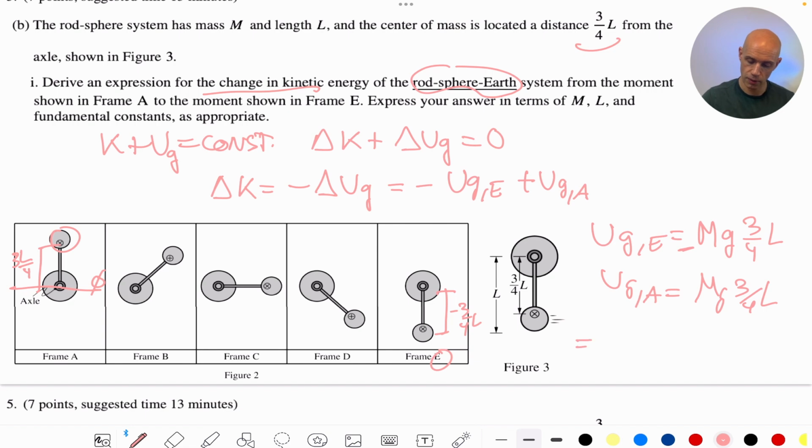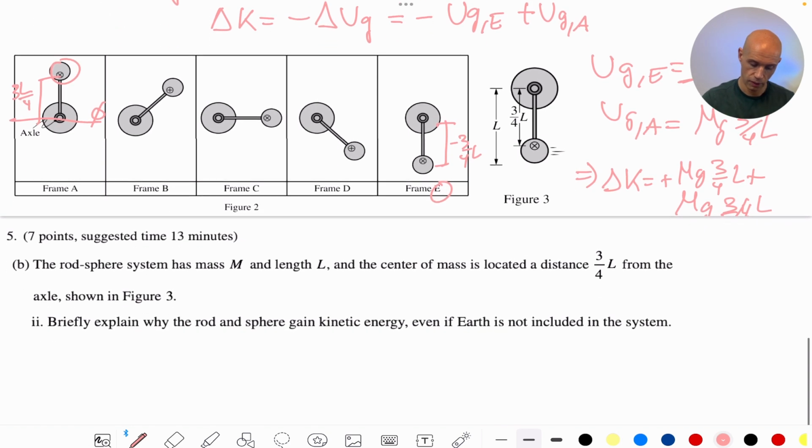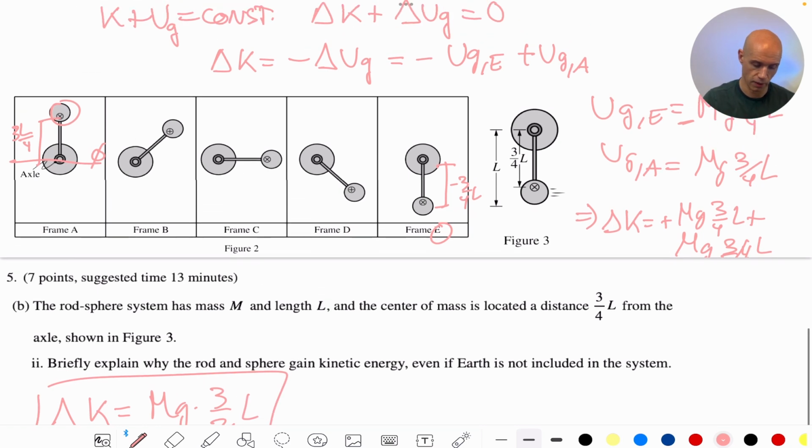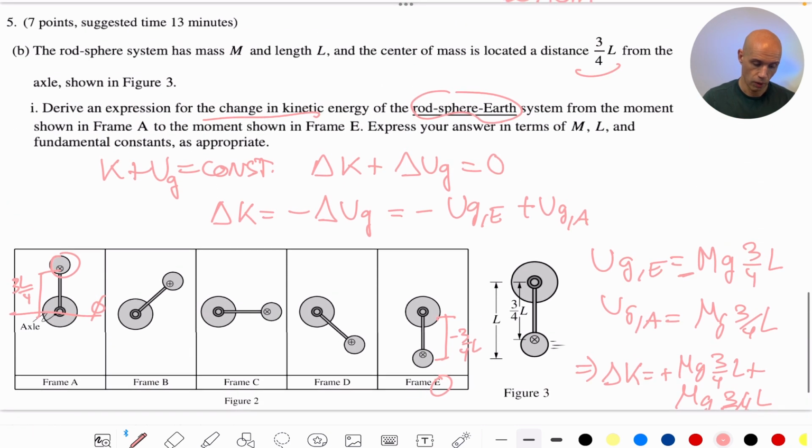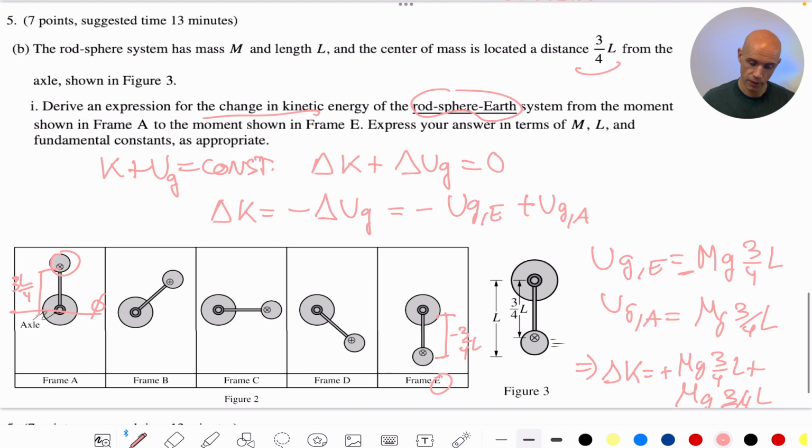So if you substitute that here, the change in kinetic energy is plus mg 3/4 L plus again mg 3/4 L. So the kinetic energy, let me just write it here, is mg times 3/2 of L. That's the answer that we have. Okay, so we have all this.